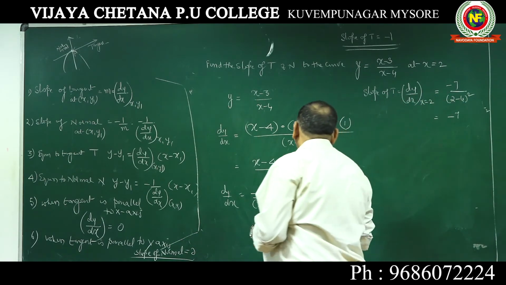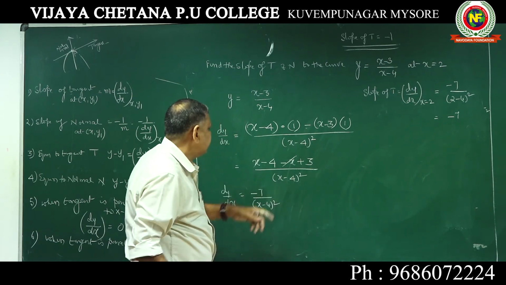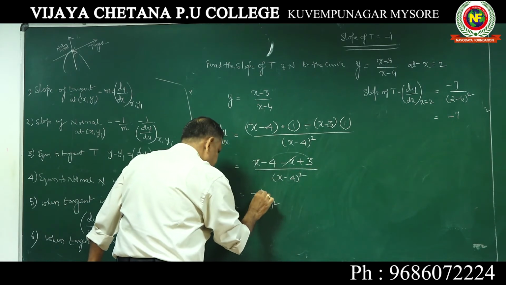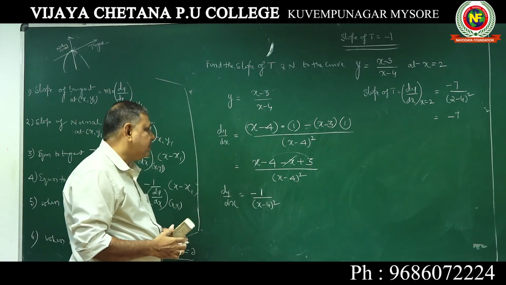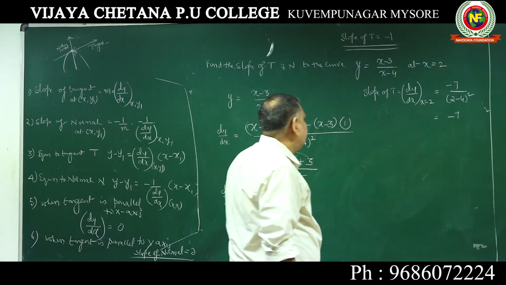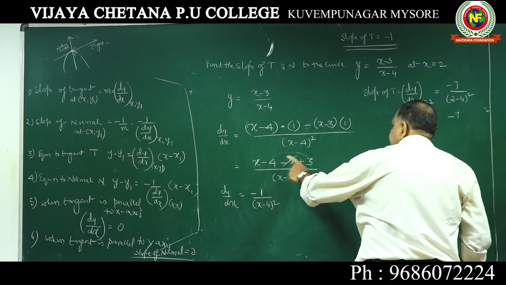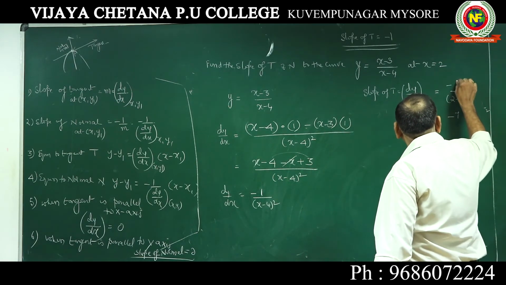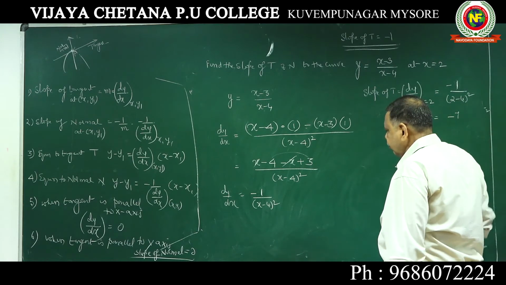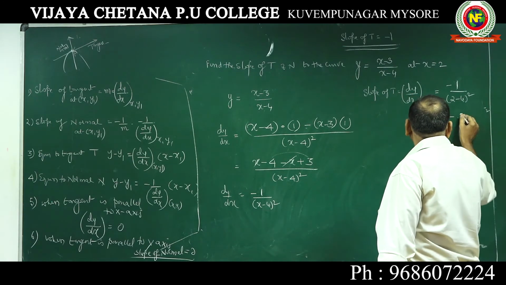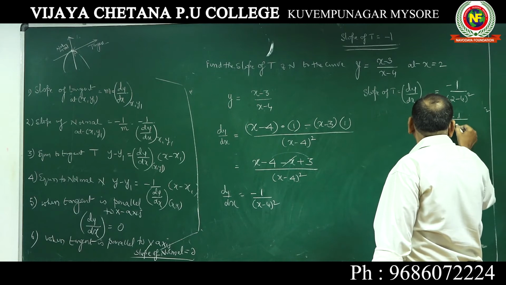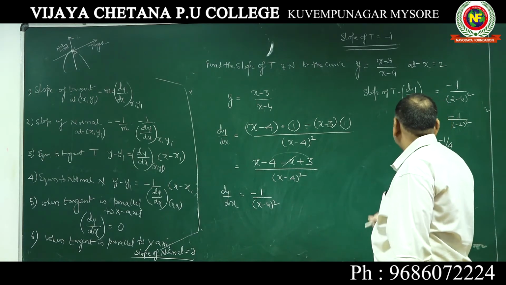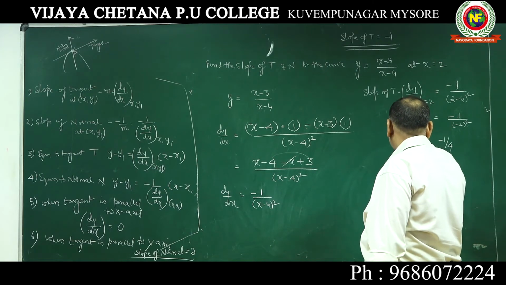One thing here you have not noticed: minus x plus 3, with x equal to 2, minus 4 plus 3, it is minus 1. Please be careful, it is not 7. I put 7 and you are also writing 7. Minus 4 plus 3, it is minus 1, so it is minus 1 by (2 minus 4) whole square, that is minus 1 by (minus 2) whole square, or it is minus 1 by 4. This is slope of tangent.